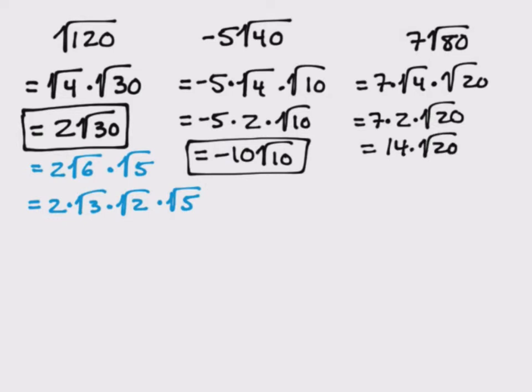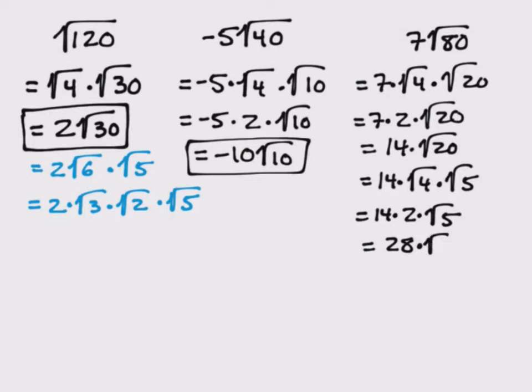You know what? The square root of 20, I gotta believe we can do better than that. And let's see, factors of 20. 4 is a factor of 20. So we can write this as 14 times the square root of 4 times the square root of 5. The square root of 4 is 2, so 14 times 2 times the square root of 5. So 28 times the square root of 5. All right, and that's definitely our most simplified version.